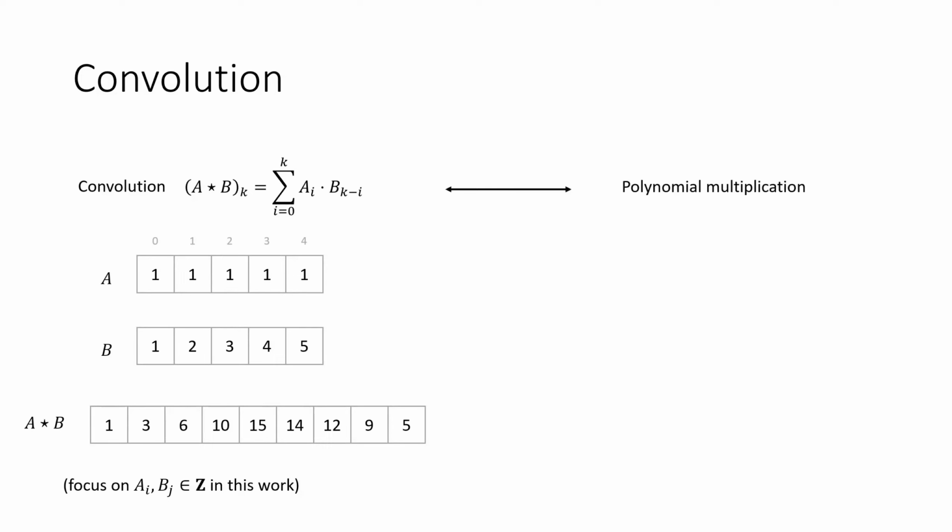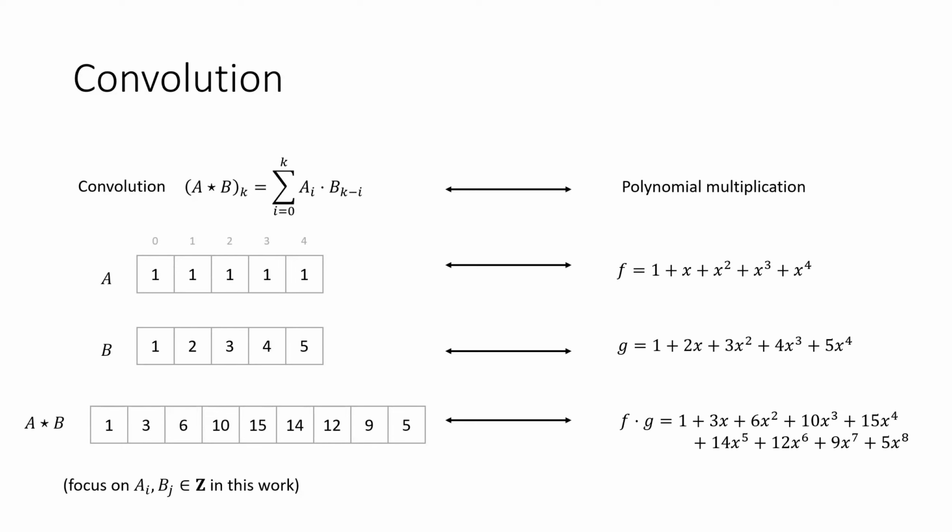This convolution problem is equivalent to the problem of computing the product of two polynomials. If we encode the entries of the arrays using the coefficients of the polynomial, then the product of the polynomials gives us the convolution of the two arrays. Because these two problems are equivalent, in this talk, we'll use the polynomial notation.